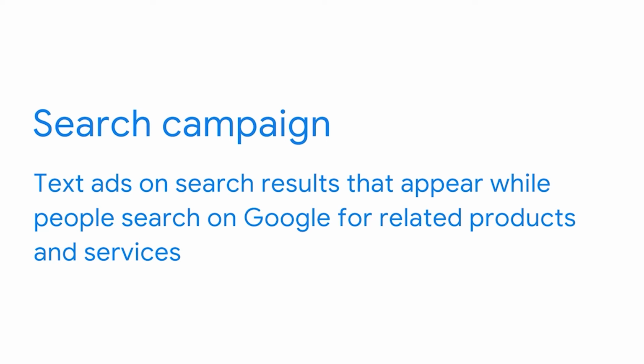Next are search campaigns. You may remember learning about search campaigns in an earlier course. As a reminder, a search campaign is text ads on search results that appear while people search on Google for related products and services. Search campaigns help reach customers who know what they are looking for and are ready to make a purchase. For example, picture this.